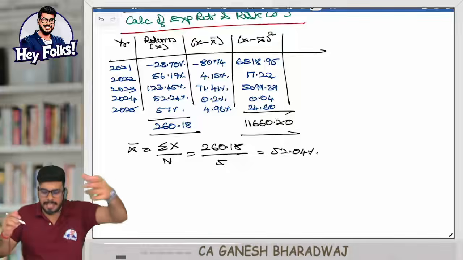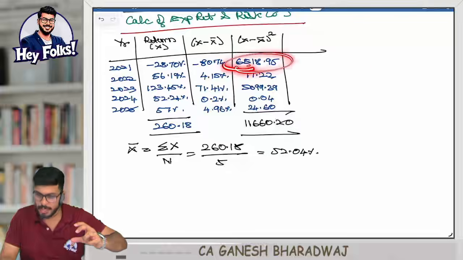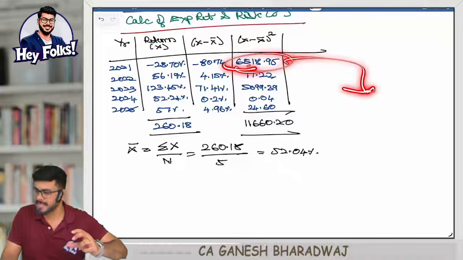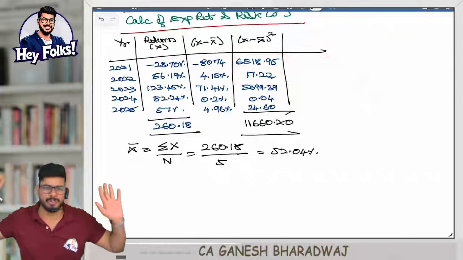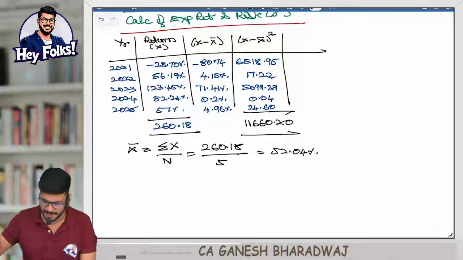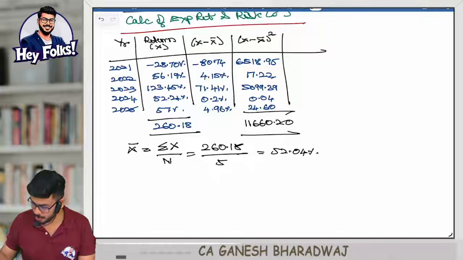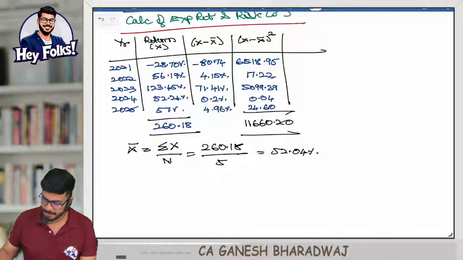Right? Automatically, what will happen? It will total and add it to the memory. Second figure, once again you do. Now, you need not do anything. Next, clear it. Then 4.15 into M plus. Okay, then clear it. Next 71.41 into M plus. Then 0.2 into M plus. Then 4.96 into M plus. Then finally click on MRC. What do you get?